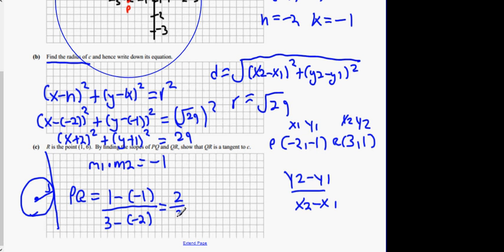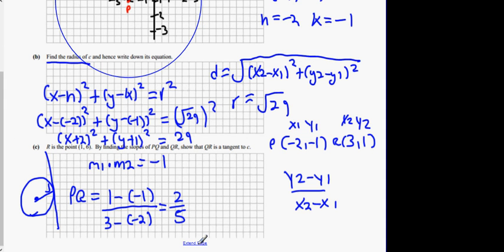What does the other one have to be? Does anybody know the answer to the second one already? Has to be minus 5 over 2. Turn it upside down, change the sign. You already know what you need to get before you even do it. Okay? So we'll see what the next one turns out as.